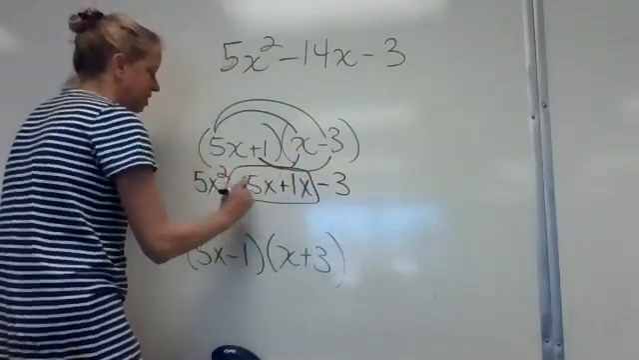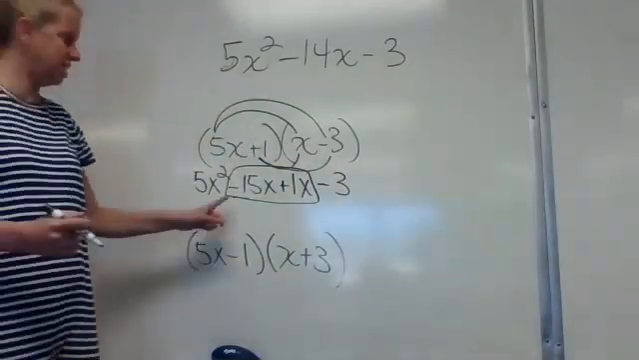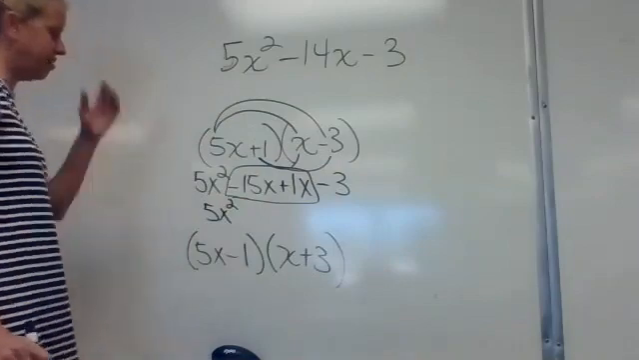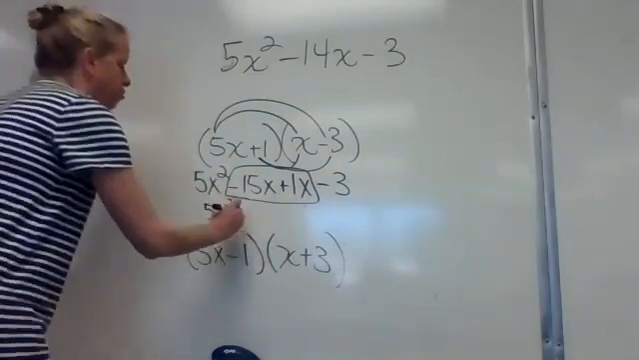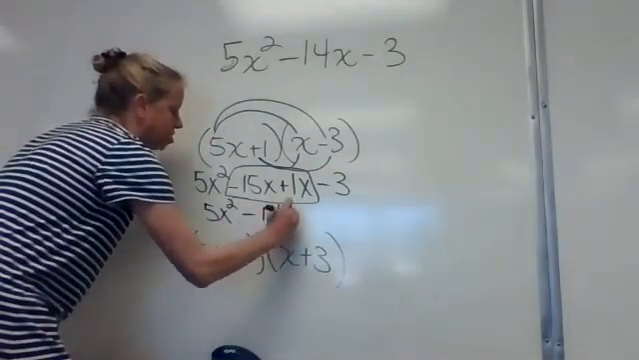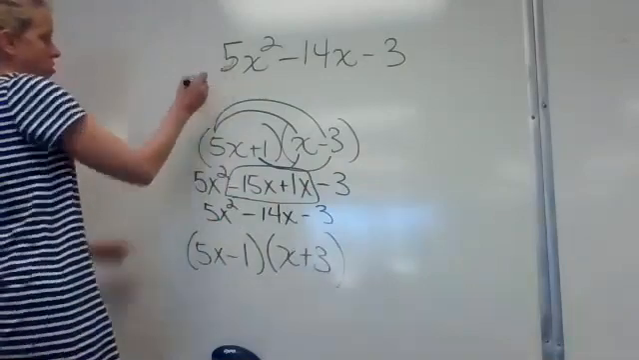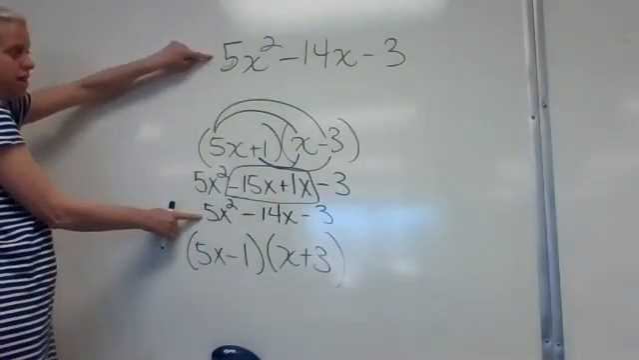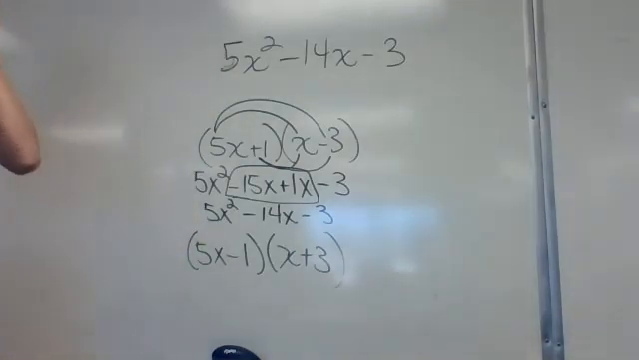And then these x's in the middle can go together, right? They're same kind of terms. They're both x's. So let's put those together. So I have 5x squared. When I put these together, negative 15x plus 1x does give me negative 14x. And then drop down to minus 3. So this one is the one that, if I FOILed it, gives me 5x squared minus 14x minus 3.